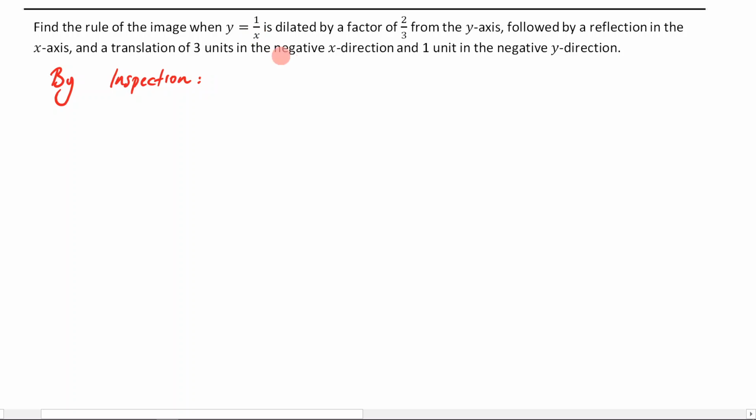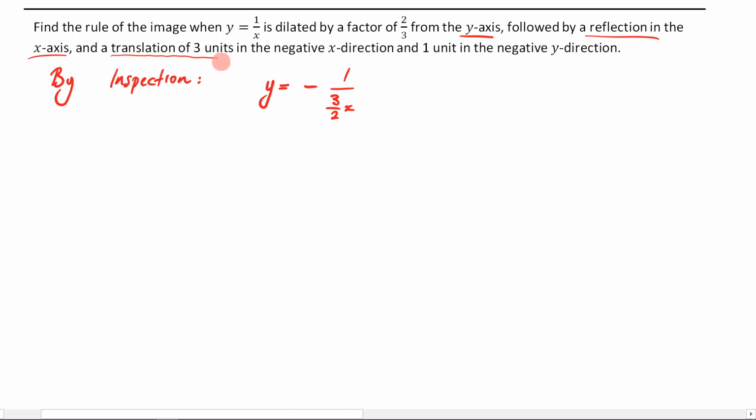So we're starting with y is equal to 1 over x. And we're told that it is dilated by a factor of 2/3 from the y-axis. So that means into my x spot, I'm going to substitute in the reciprocal of this factor. So I'm just going to swap the numerator and the denominator, which is going to be 3 over 2x. Then it's followed by a reflection in the x-axis. Remember, when we're reflecting in the x-axis, we just put a negative in front of the whole thing.